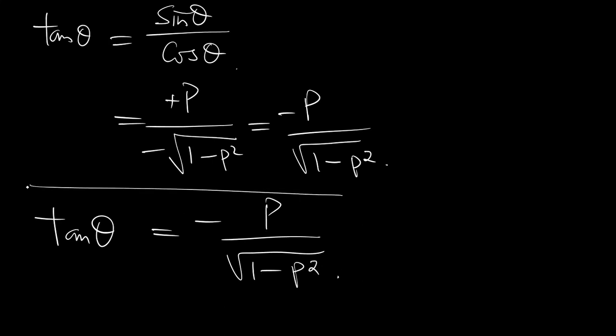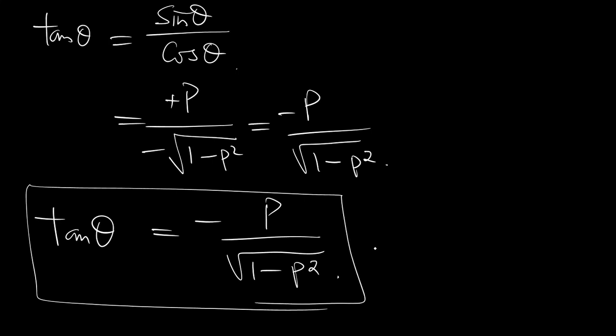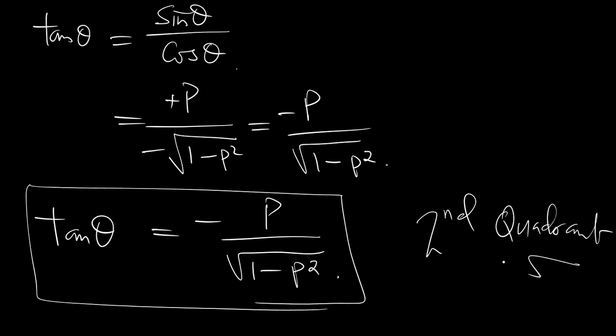Tan theta is negative in the second quadrant. So now that is it. These are the two expressions they wanted us to get: cos theta and tan theta.